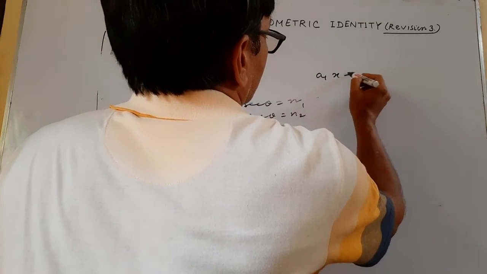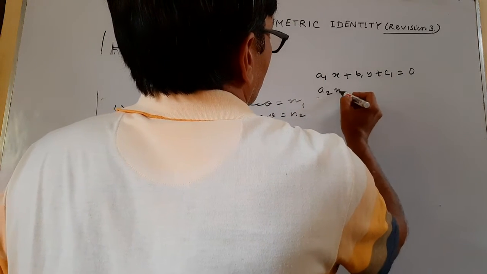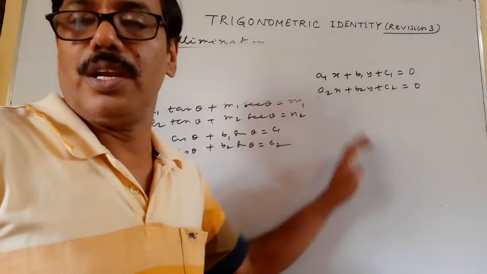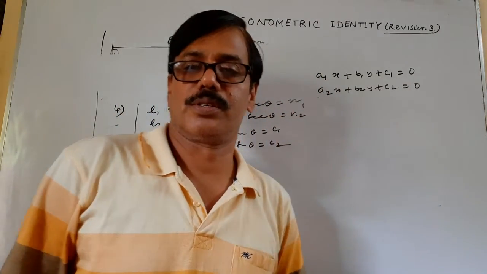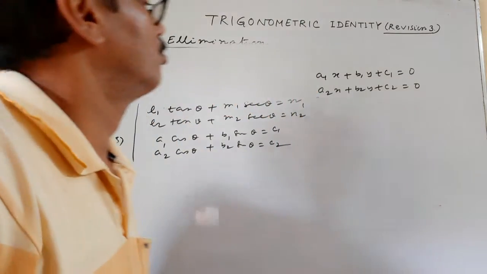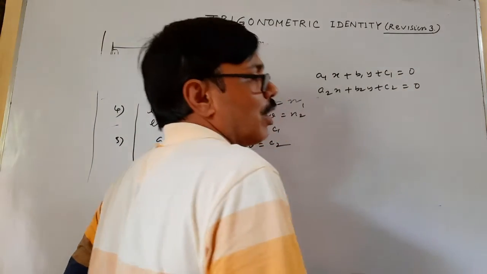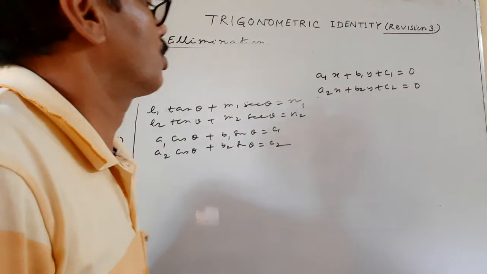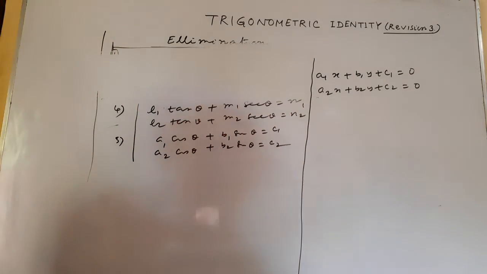So a1x plus b1y plus c1 equals 0, a2x plus b2y plus c2 equals 0. They are linear equations, you know. You can solve them by 4 methods: elimination method, substitution method, method of cross multiplication, and comparison method. These are 4 methods. So we always use the method of cross multiplication.